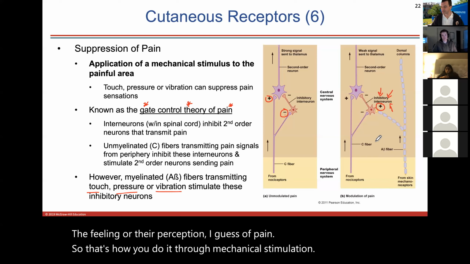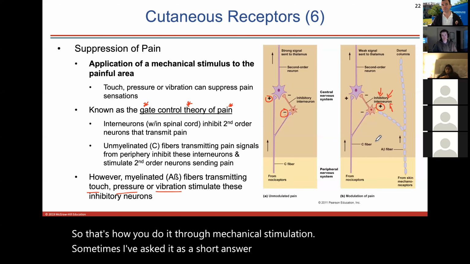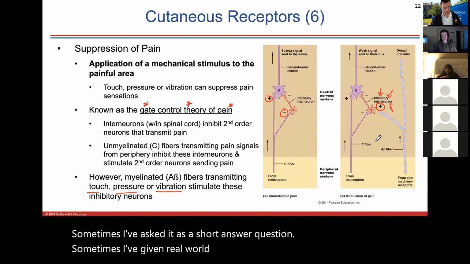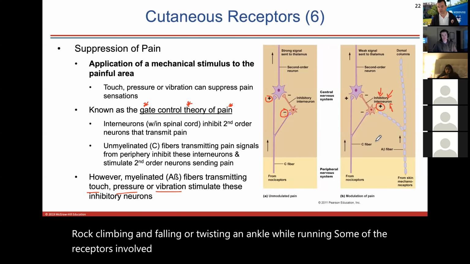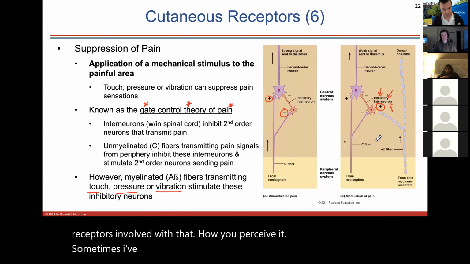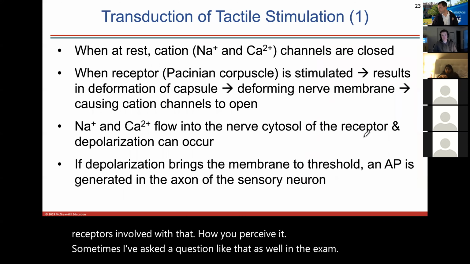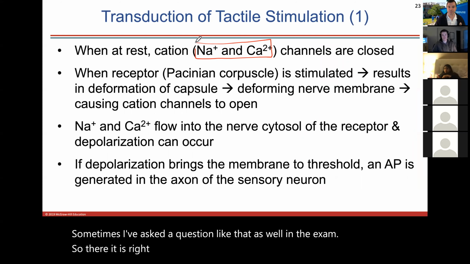Sometimes I've asked it as a short answer question. Sometimes I've given real world situations where I talk about rock climbing and falling, or twisting an ankle while running, some of the receptors involved with that, how you perceive it. So sometimes I've asked a question like that as well in the exam. So there it is right there. I think I mentioned that earlier.